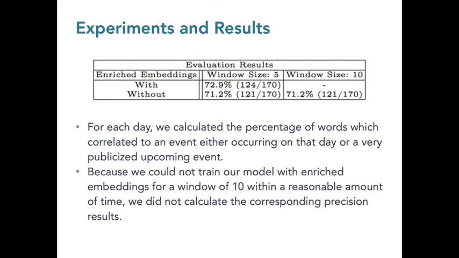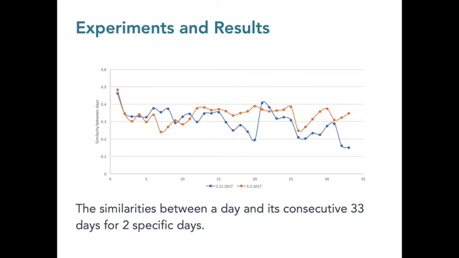So this basically shows that when we use the enriched embeddings, we did actually get slightly better results, and they did slightly improve our results as well. The second experiment involved creating a visual representation of the relationships between the dates.